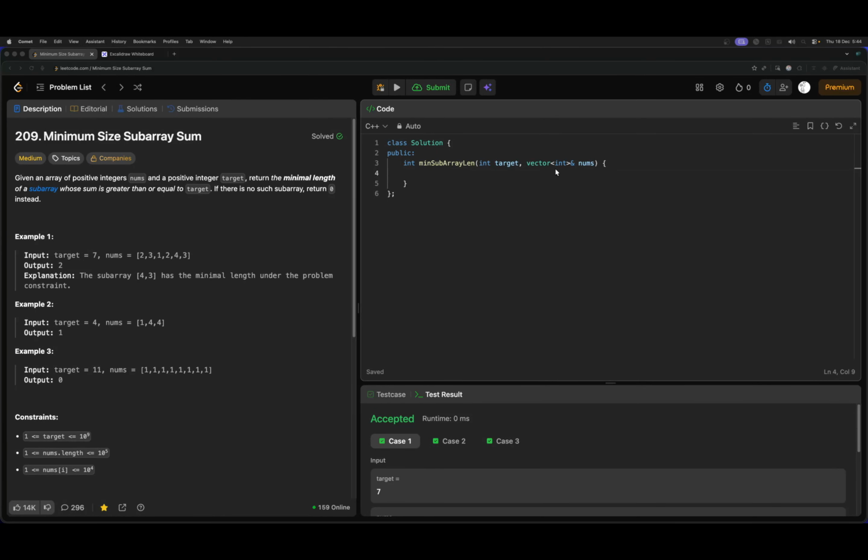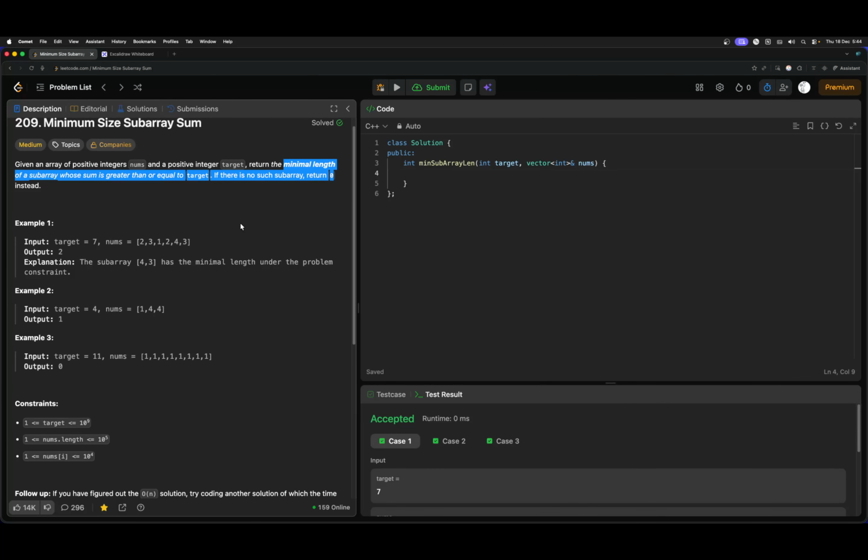So today we'll be doing this question called minimum size subarray sum. Basically we are given an array of positive integers, and we are also given a target sum over here. What we need to eventually do is return the minimum length of the subarray whose sum is actually greater than or equal to the target itself.